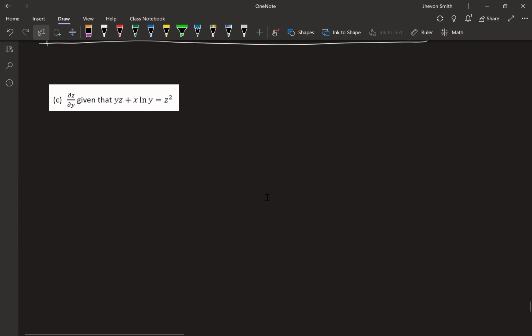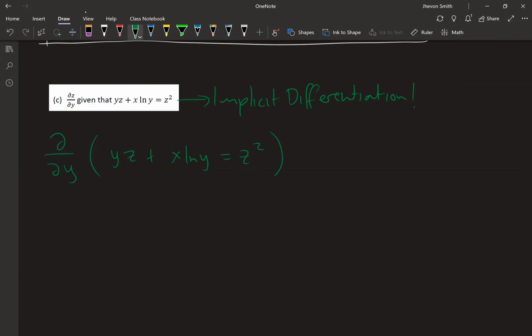For this one, you'd realize here you need implicit differentiation. Because your z is actually mixed up. So you would go through, and essentially you want to find the partial with respect to y of this whole equation. And so in the first case, you need the product rule, differentiate the y, leave the z, plus you leave the y, differentiate the z. Plus the x is a constant, so that just becomes that. And on this side, z is the inside function, so 2z partial y.